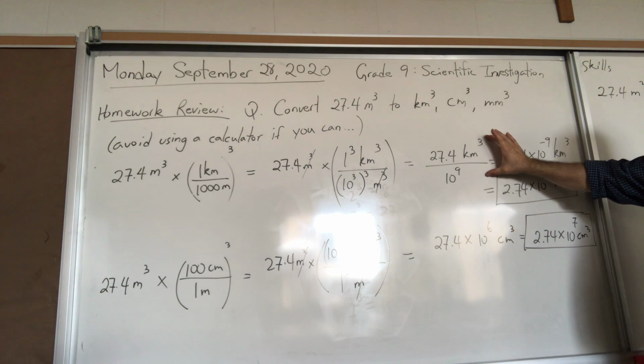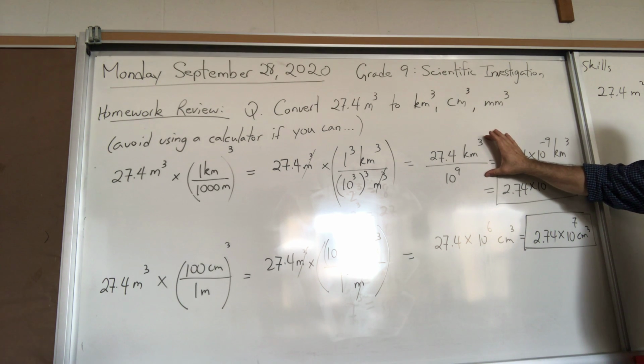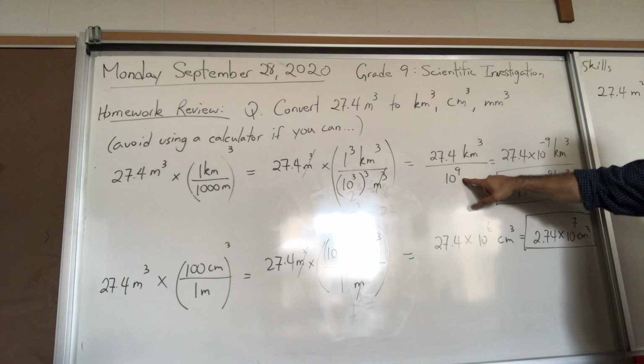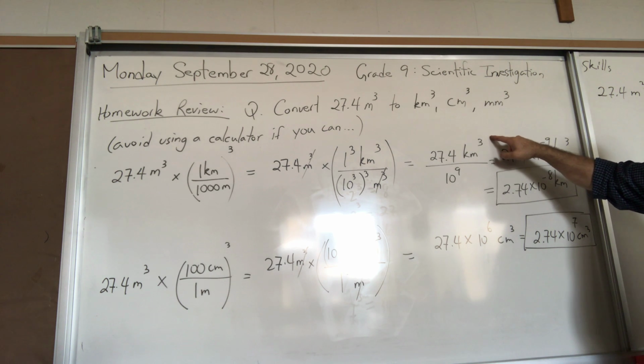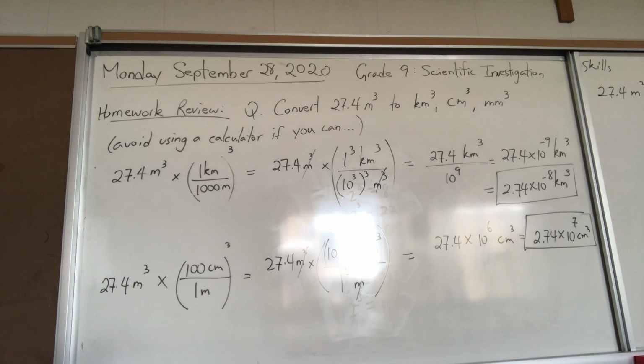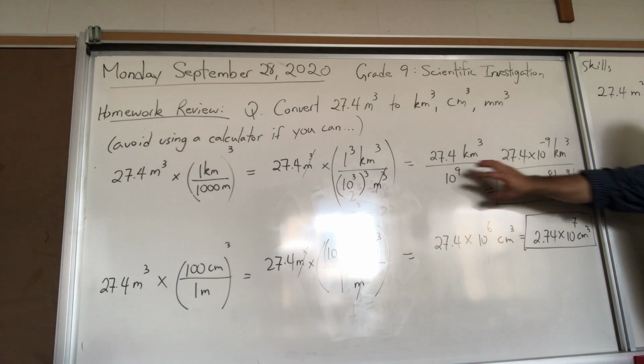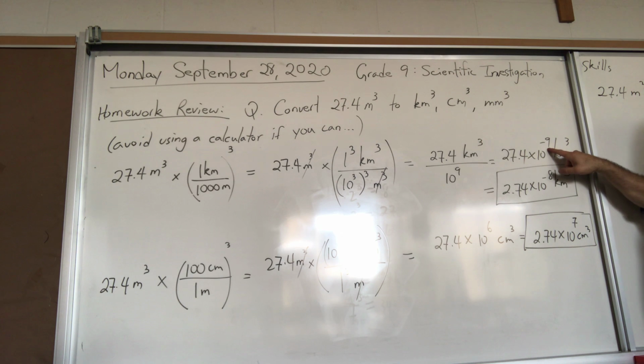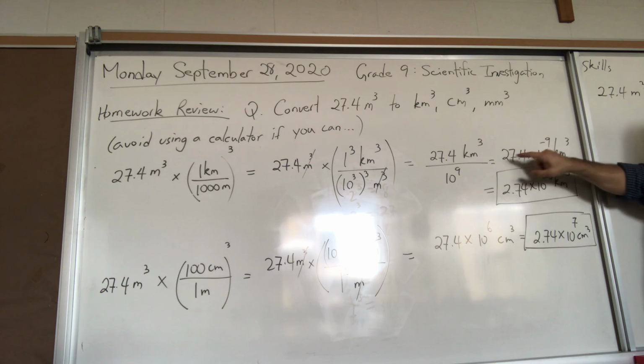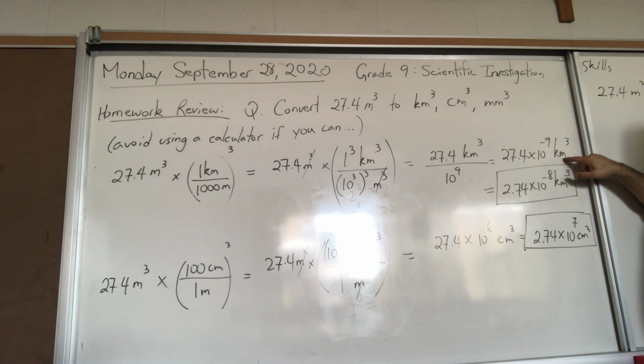So now I've rewritten, I've got my answer already, but I want to simplify it. We know that from the rules of exponents, when you have something in the denominator, what can you do to it? You can put it in a numerator, right? What happens to it when you put it in the numerator? What happens to the power? It goes from being positive to what? Negative. Okay, so that's what I did here. I brought it upstairs. It turns into 10 to the minus 9. So there's my answer. 27.4 times 10 to the minus 9 kilometers cubed.